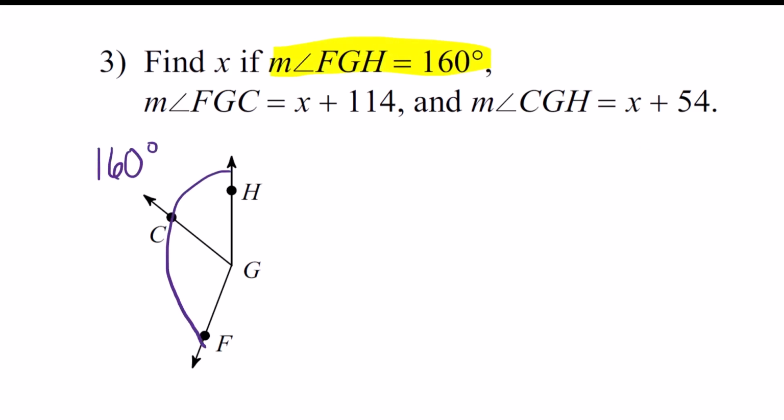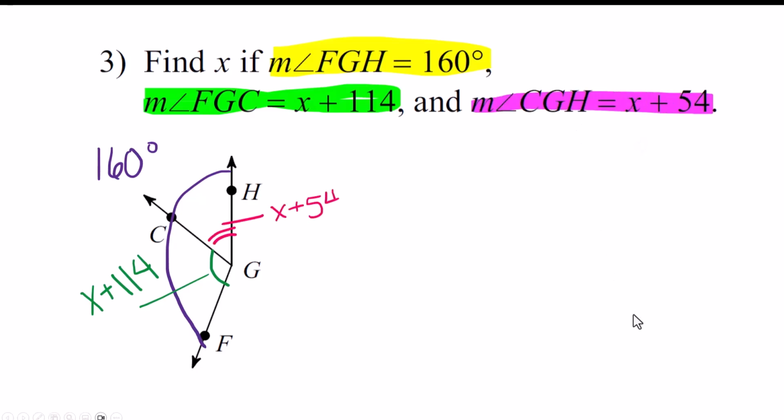All right, FGH is the entire angle. FGH is the whole thing, and the whole thing is 160 degrees. FGC is this guy right here. It's x plus 114. And the other part of that angle is x plus 54. Remember, this is angle addition, very much like segment addition. You add two little pieces together and make it equal to the whole thing. So that's the setup. Now we need to just forget it.